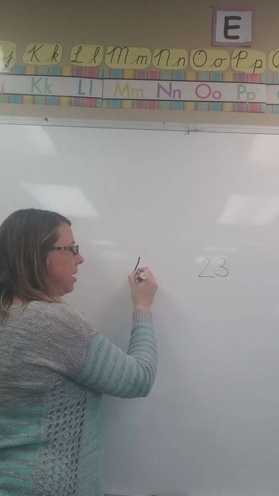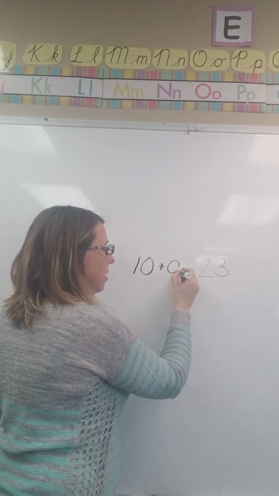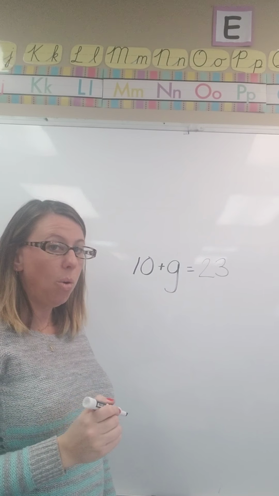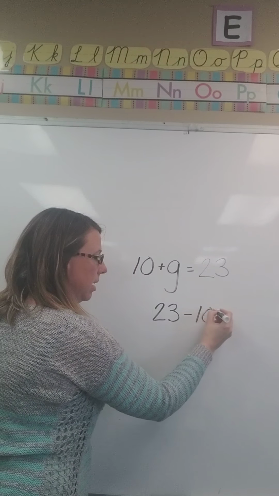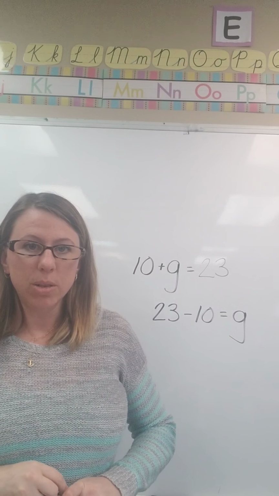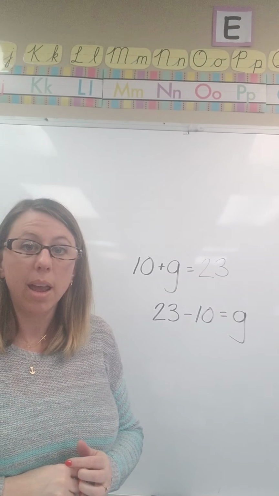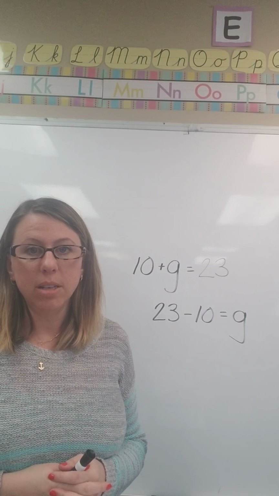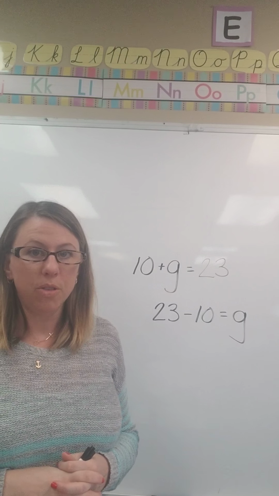You can write 10 plus, you can use G for girls, equals 23. That's one way to do it. Or you can do 23 minus 10 equals G. Either way you do this will be right. So you might have a couple of different options on how to write your equation. Just make sure you read it carefully to know what they're asking you for. Remember, is can be another word for equals.